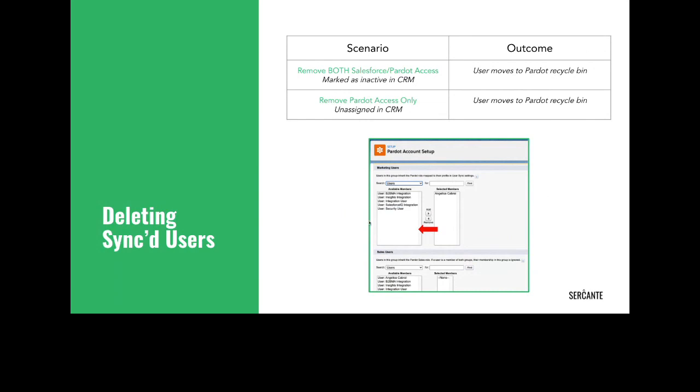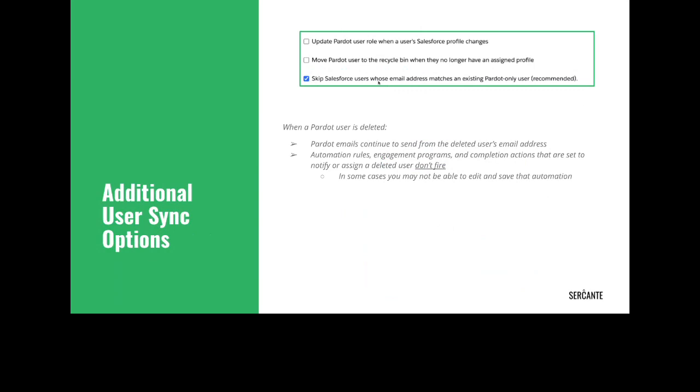All right. So the last slide here, there are also some additional settings that you will see within your Pardot user sync settings here. Update Pardot user role when a user Salesforce profile changes. You can also move your Pardot user to the recycling bin when they no longer have an assigned profile. I would be careful of this, and this is usually our recommendation here, the checkboxes that you see: skip Salesforce users whose email addresses match an existing Pardot only user, recommended. This is typically what we are suggesting. Some of the items that we've run into for individuals that I've seen check this off.